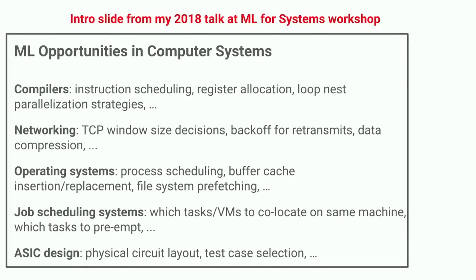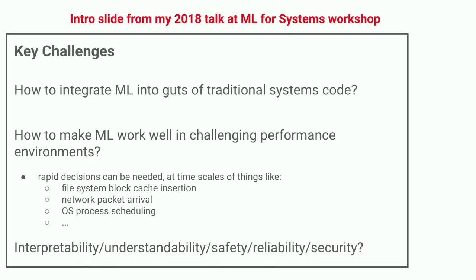I was delighted to give a talk at the 2018 version of this workshop. I said, look at all these amazing opportunities in all these different kinds of computer systems, and how could we use learning in various places? And then I said, here are some key challenges. How do we integrate machine learning into the guts of traditional systems? Because we're probably not going to rewrite all the world's operating systems and compilers. We need to make something that enables us to put learned decisions in the right places in those existing systems. How do we make machine learning work well in challenging environments?